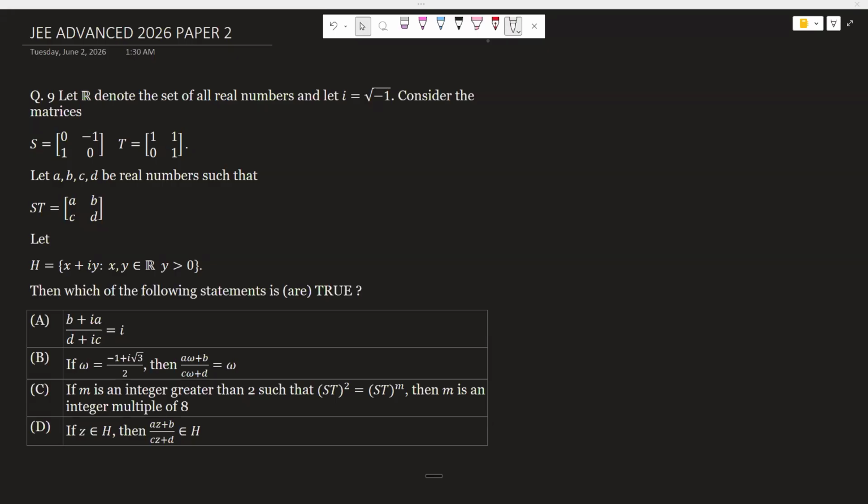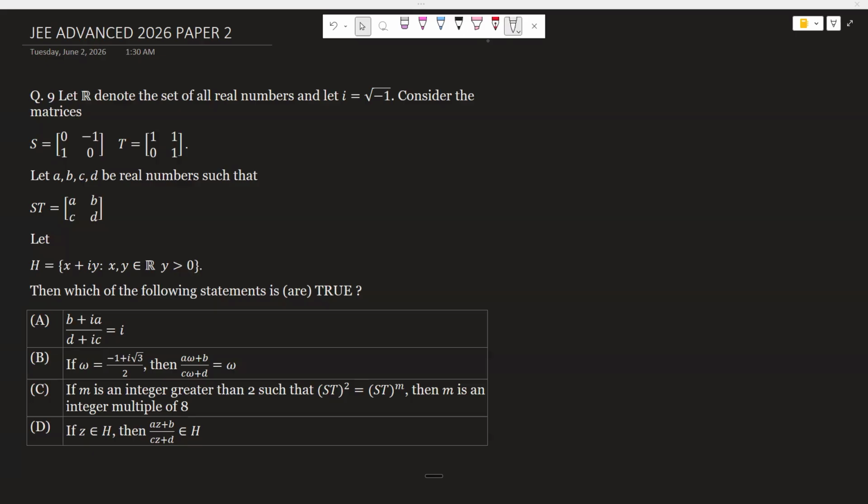Take a look at the question. This question was asked in JEE Advanced 2026 paper 2. Let R denote the set of real numbers and let i equal root of -1. This is general notation. Consider the matrices S equal to [0, -1; 1, 0] and T equal to [1, 1; 0, 1]. Let a, b, c, d be real numbers such that ST equals [a, b; c, d].